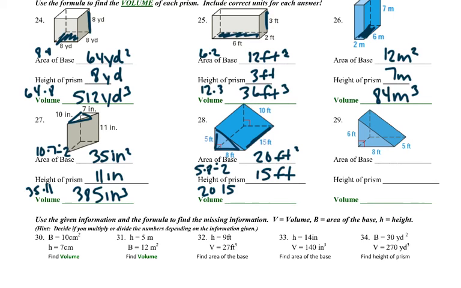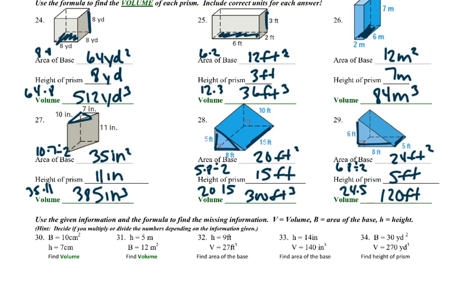20 times 15 is 300. And then the last one here, 6 times 8 divided by 2, again, is 24 feet squared. Height connects the two bases is 5, and then 24 times 5 is 120 feet cubed.